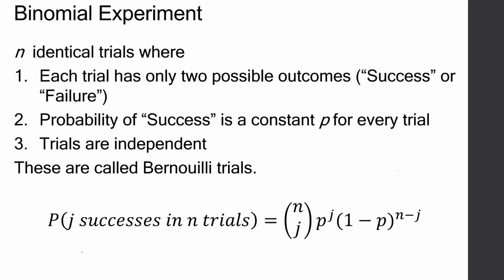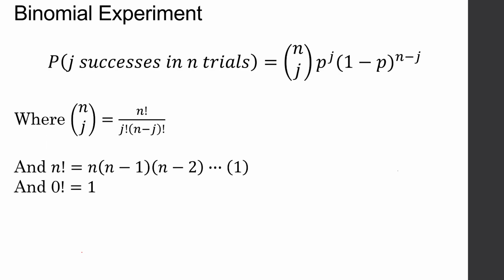So we've got this formula. The probability of j successes in n trials is n choose j times p to the j power times 1 minus p to the n minus j, where n choose j is n factorial, that's that n exclamation point, which is n times n minus 1 times n minus 2 all the way down to 1, divided by j factorial times n minus j factorial, and we define 0 factorial to be 1.